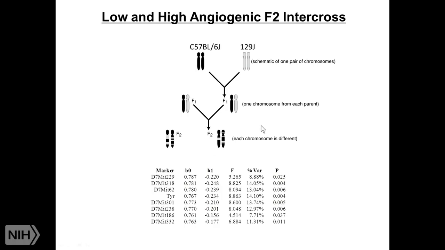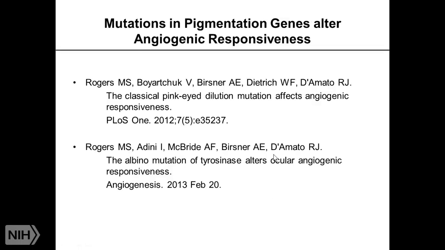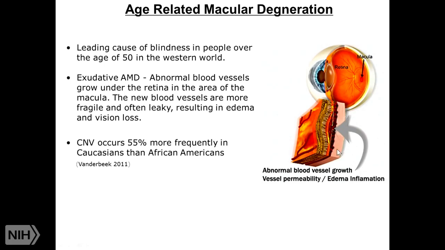And chromosome 7 in a mouse is interesting because it harbors the pigment genes, tyrosinase and others. And this got us a little interested in pigmentation. And indeed, when we did fine mapping, we found 2 genes involved in pigmentation, the pink eye dilute gene and tyrosinase. Both of them had small effects on corneal angiogenesis, and we published that over the last couple of years. And that brings us into a discussion about pigmentation.